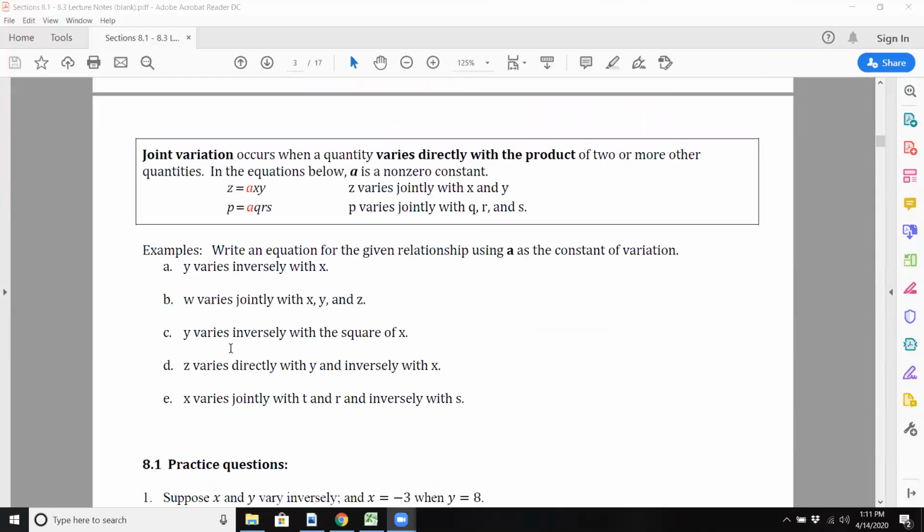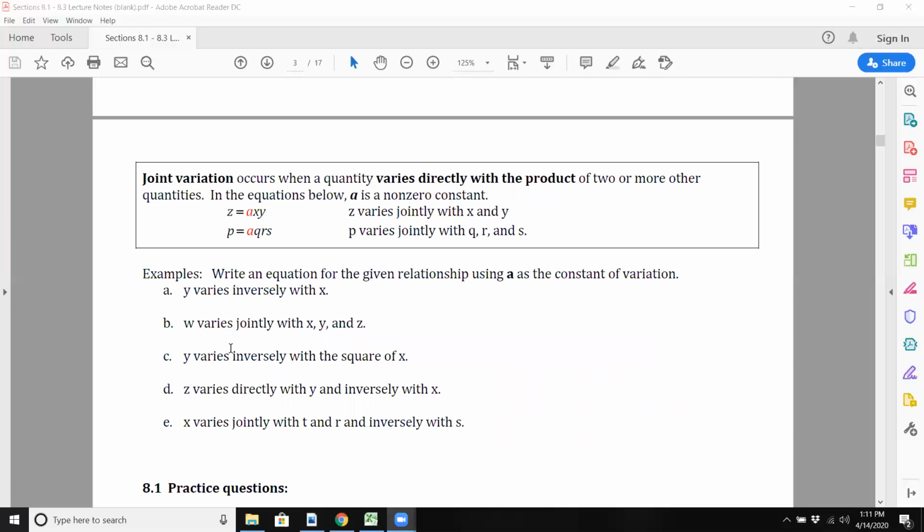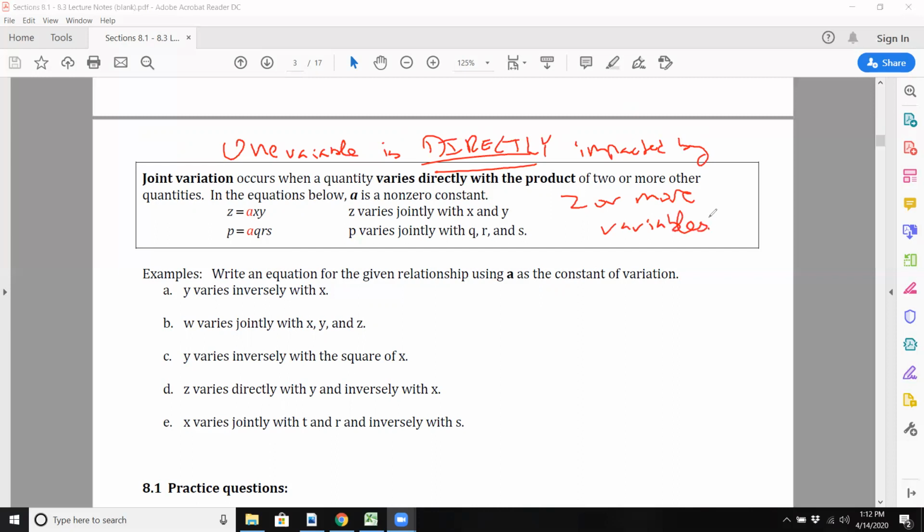The last example is where I have you guys do some practice problems. Joint variation. So joint variation is simply when one variable is directly impacted by two or more variables, which actually makes sense because it's rare that you only have one thing impact something.